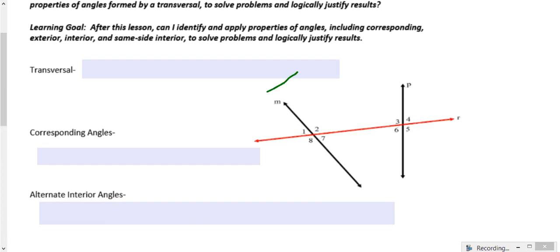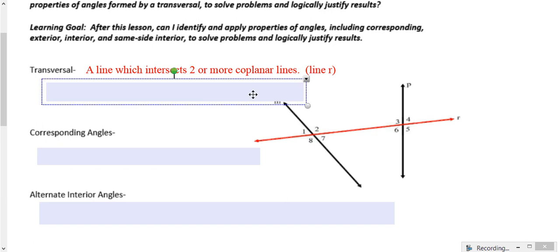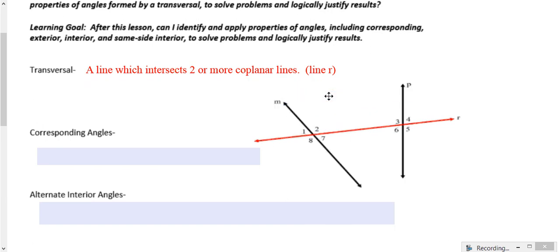A transversal is a line which intersects two or more coplanar lines. Now, coplanar means they are on the same plane, and by plane we mean a flat surface. And if the piece of paper we're drawing on is a flat surface, that counts as a plane. So in other words, line R intersects two other lines. That means that line R is then the transversal, because the line R intersects line P and M. Okay, so it's very important to know the difference between the transversal and the other lines.